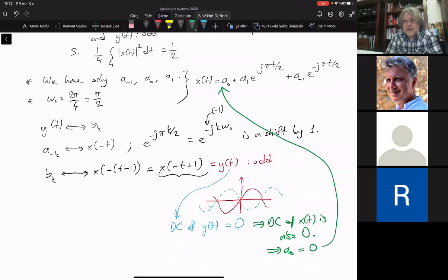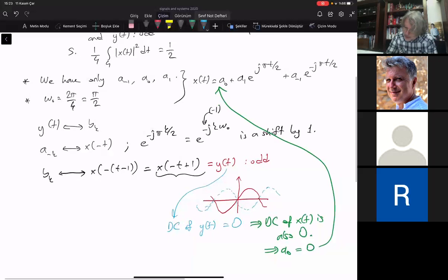So there is no a0. There's only a1 and a minus 1. If a0 is non-zero, then by flipping around and shifting it, it wouldn't make a y of t, which is an odd signal. There's no such possibility. So a0 must certainly be equal to 0. So we found one of them. A0 is 0. And also B0 is also 0. Let me also indicate it. So B0 is 0. So that's why A0 is also 0.